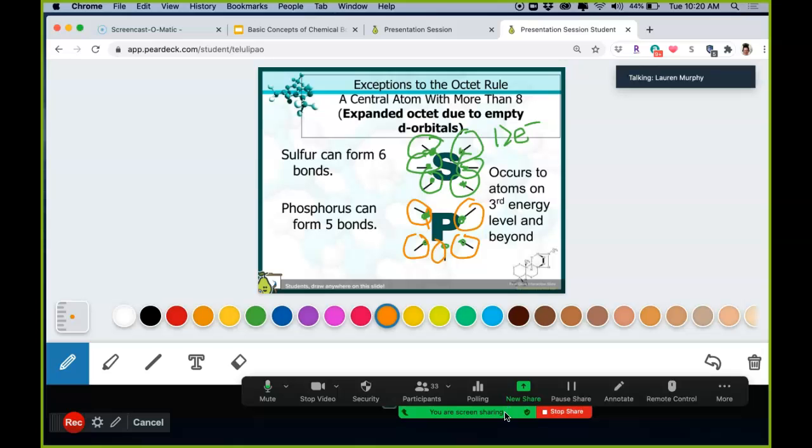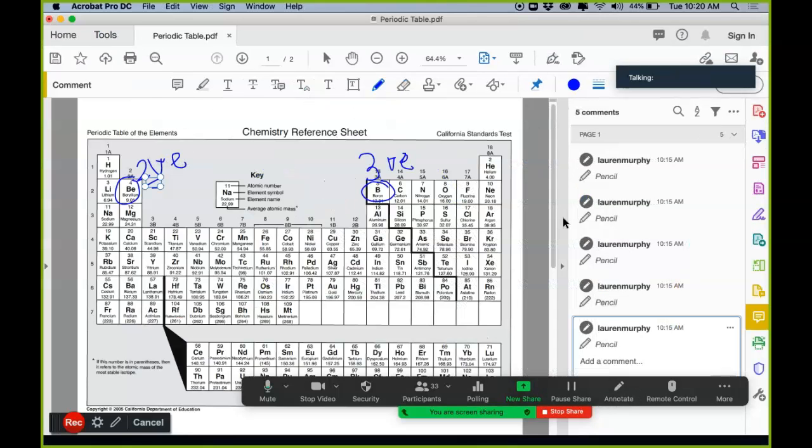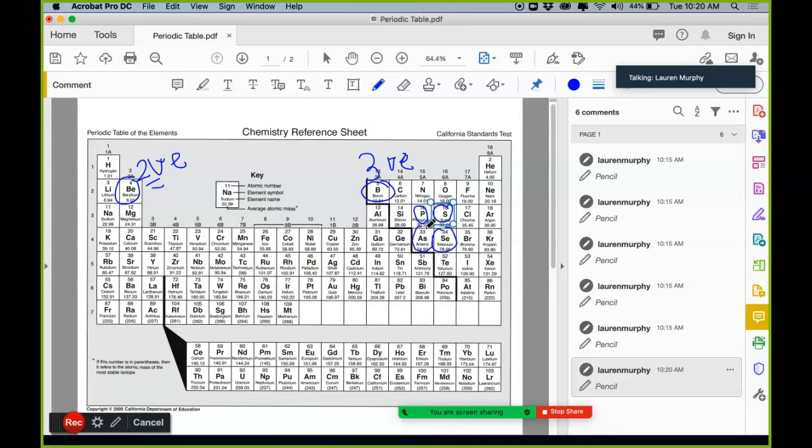Please do the electron configuration for sulfur, selenium, and phosphorus, and arsenic. And you can do noble gas notation. So do noble gas notation for phosphorus and sulfur, and then again for arsenic and selenium. I'll give you a second for that.